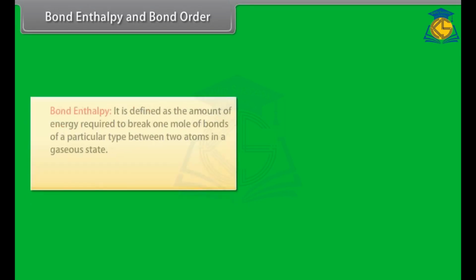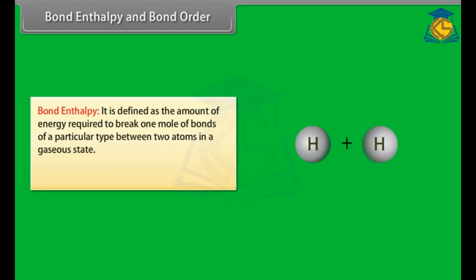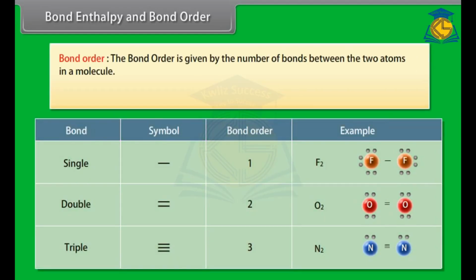Bond enthalpy and bond order. Bond enthalpy. It is defined as the amount of energy required to break 1 mole of bonds of a particular type between two atoms in a gaseous state. The unit of bond enthalpy is kilojoule per mole. Bond order. The bond order is given by the number of bonds between the two atoms in a molecule.